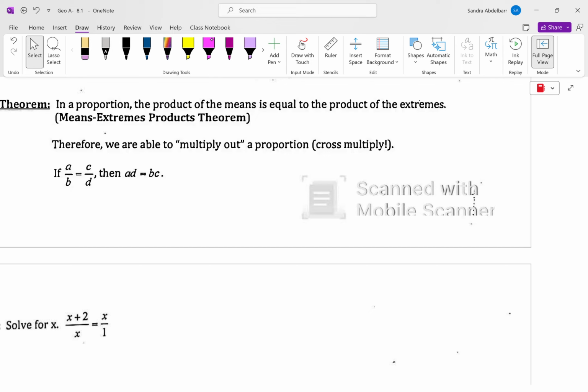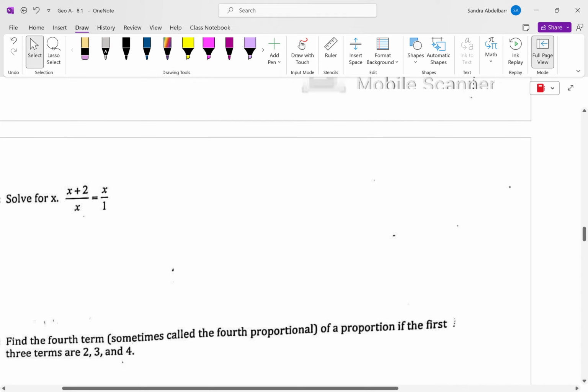Right, in a proportion, the product of the means is equal to the product of the extremes. This theorem is called the means extremes product theorem. All the means extremes product theorem tells us is that basically you are allowed to cross multiply. That's what it tells you. You are allowed to cross multiply.